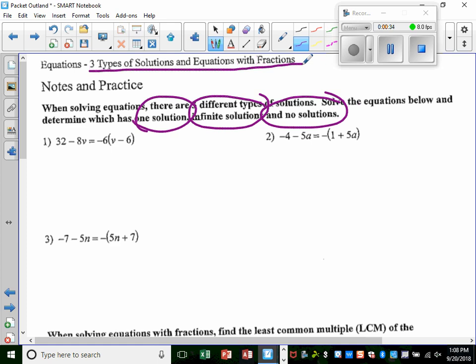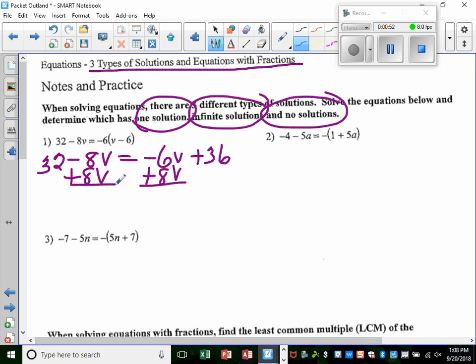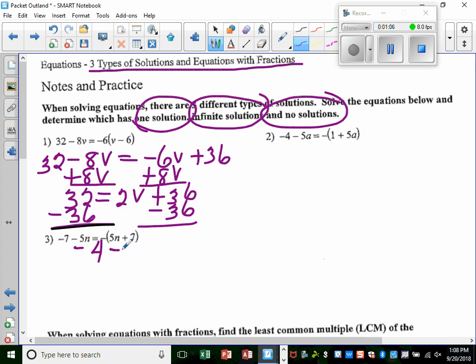So the first one, you should have a solution. So you should have just done 32 minus 8v equals negative 6v plus 36. Okay, then we would just get all our v's to one side. So we're going to have 32 equals 2v plus 36. Subtract our 36. Okay, that's going to give us negative 4 equals 2v. Divide by 2. v equals negative 2. How many people got negative 2? Okay, great. So we call that one solution. Okay, so that's what we've been getting for all of the problems we've been working so far, is one solution.